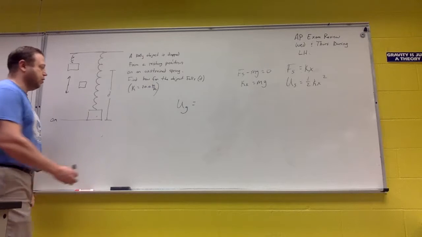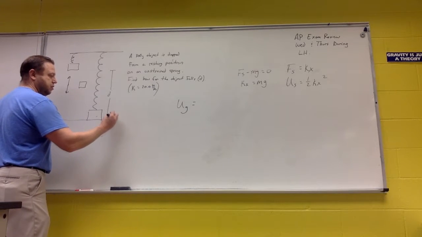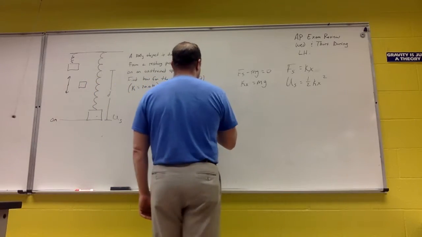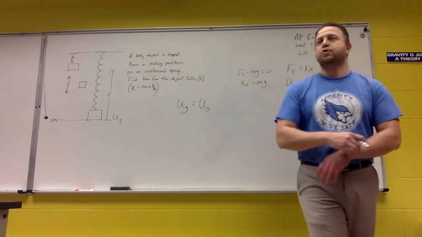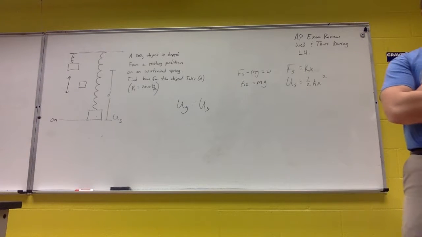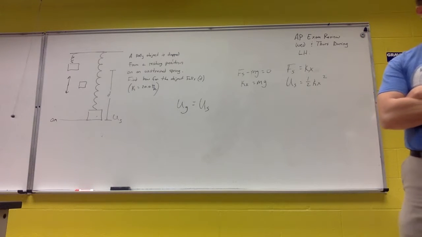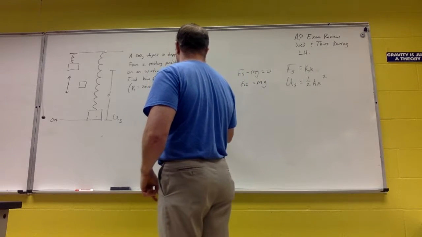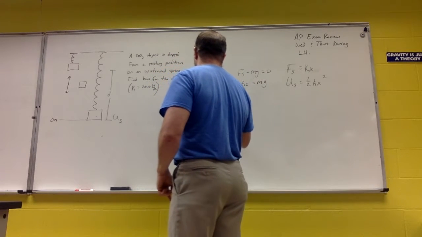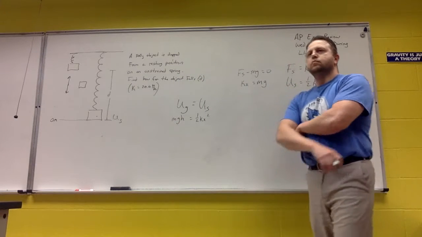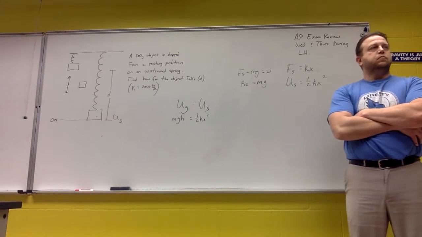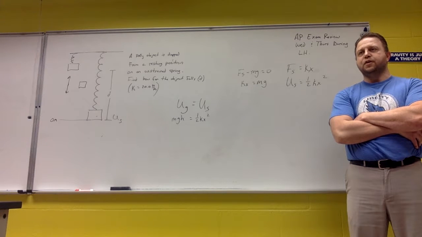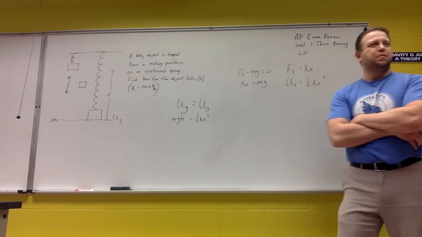All right, so that means that there's no gravitational and no kinetic. That means the only energy at the bottom is elastic. So we're setting our two potentials equal to each other. Got it? How does h and x relate to each other? They're the same because they're both d.